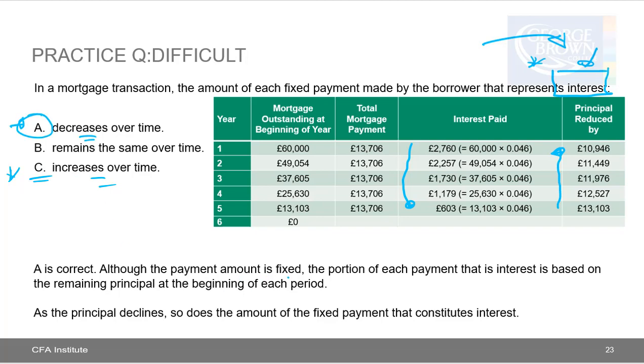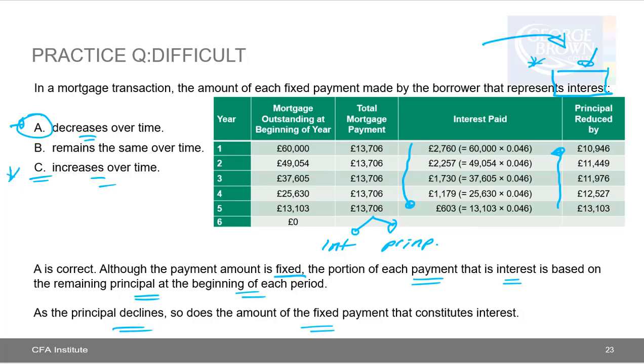A is correct. Although the payment amount is fixed, the portion of each payment that is interest is based on the remaining principal at the beginning of the period, and that's going down because payments are being made against the mortgage. So as the principal declines, so does the amount of the fixed payment that constitutes the interest. So again, the mortgage payment is being split up. It's the same amount, but part of it is for interest and part of it is principal repayment.